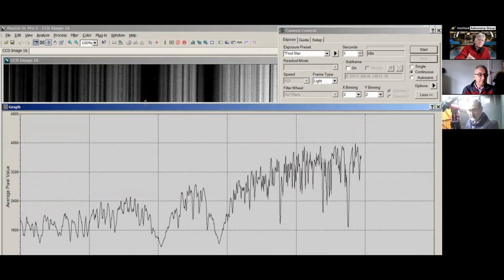So what we're seeing here is the two broad calcium K lines, and this is 393 nanometers and 397 nanometers. So these two lines are 4 nanometers apart. They're not as close together as the sodium doublet, but they're close and very distinctive.